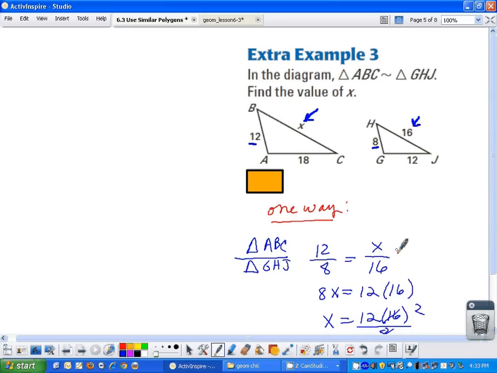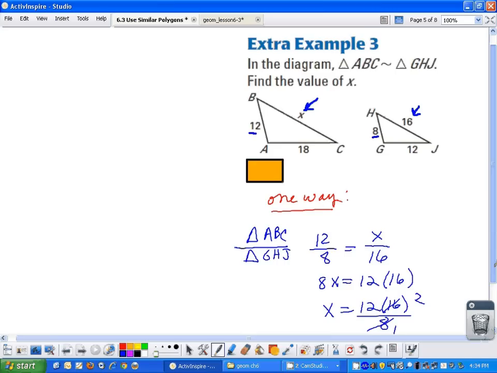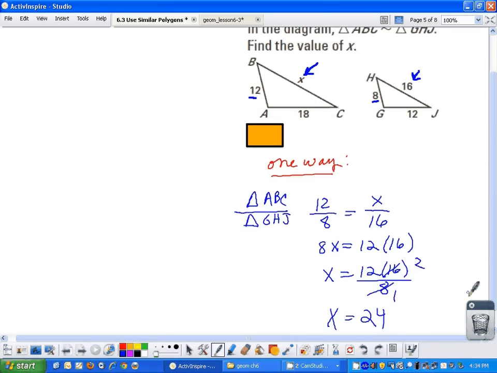Now I have a proportion that I just need to solve. We know several ways to solve these. We can take what we typically call cross multiplying, which is also the same as taking the product of the means, the 8 and the x, and the extremes, the 12 and the 16. That work is shown here, and we are going to end up with x equaling 4.